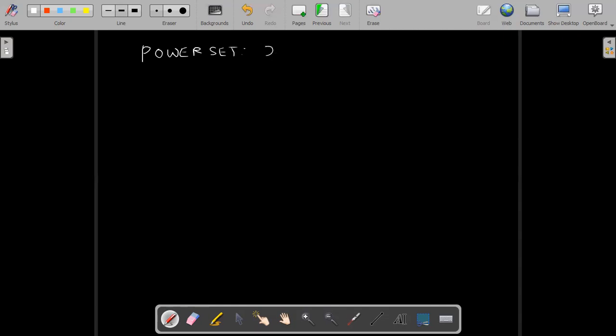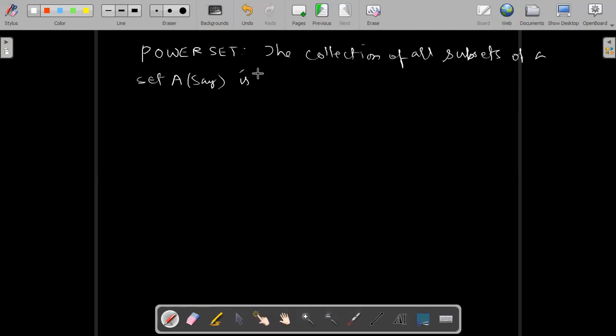The collection of all subsets of a set A is called the power set of A, and the power set is denoted by capital P, P(A). Power set is denoted by P(A).